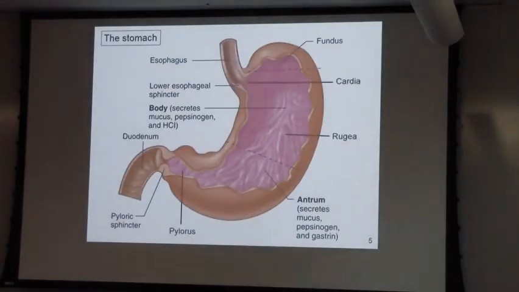Okay, so here is a cartoon from your textbook. I think I've already talked about most of these words. Lower esophageal sphincter, fundus, body, antrum, pylorus, pyloric sphincter. Okay, one more new word. The ridges on the inside of the stomach are called rugae. That's a name of an anatomical part of the stomach. Rugae, or gastric rugae. Anything gastric is just referring to the stomach.